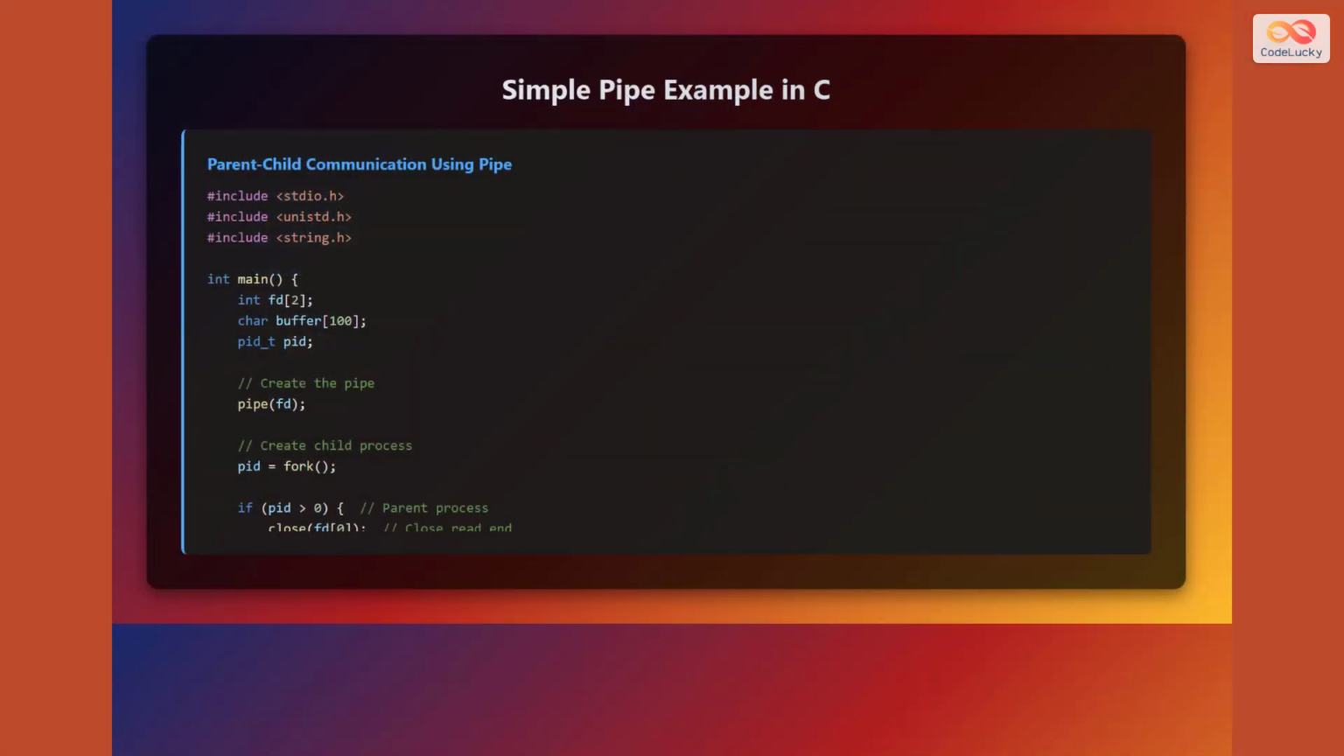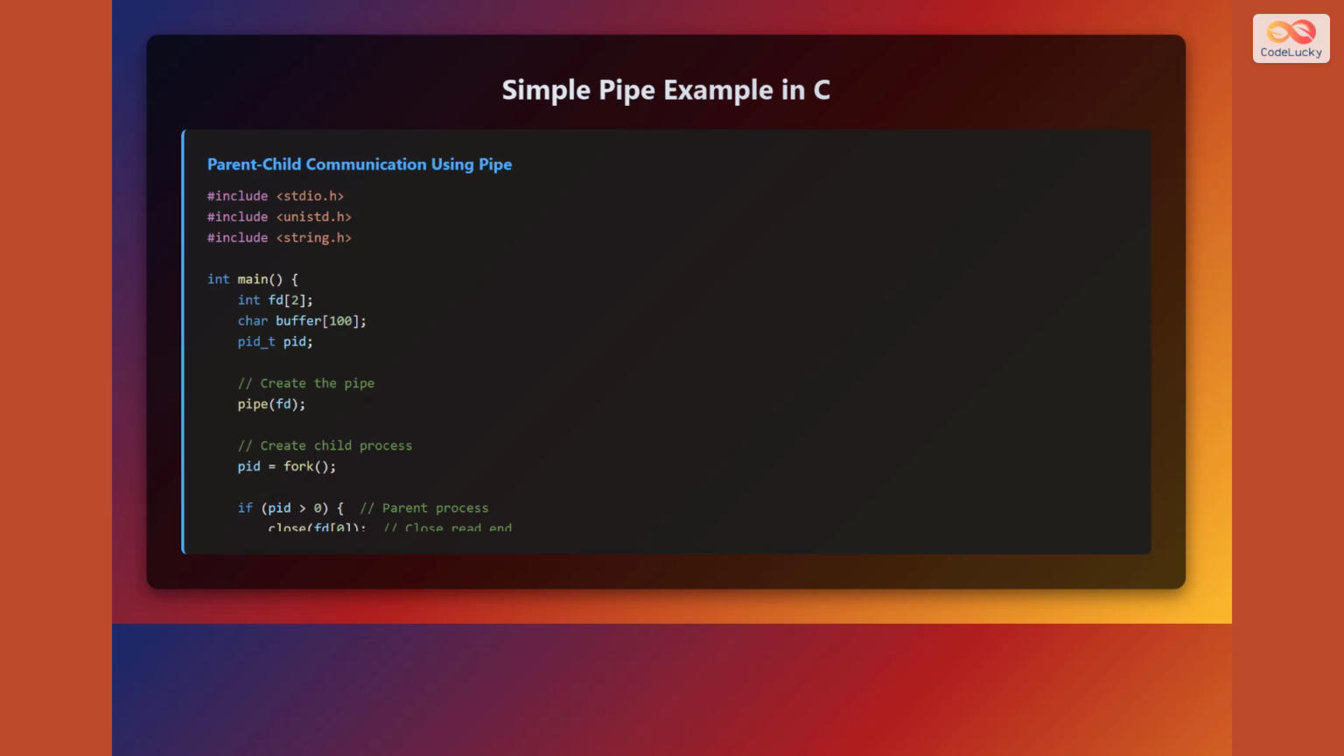Here's a simple example of parent-child communication using a pipe in C. We start by including necessary header files: standard input-output, unistd, and string. In the main function, we declare an integer array fd of size 2 for the file descriptors, a character array buffer of size 100, and a process ID variable pid. We create the pipe using the pipe function. Next, we create a child process using the fork function.